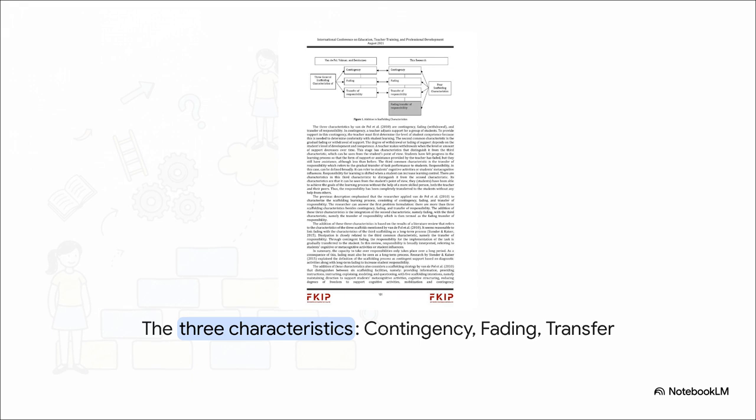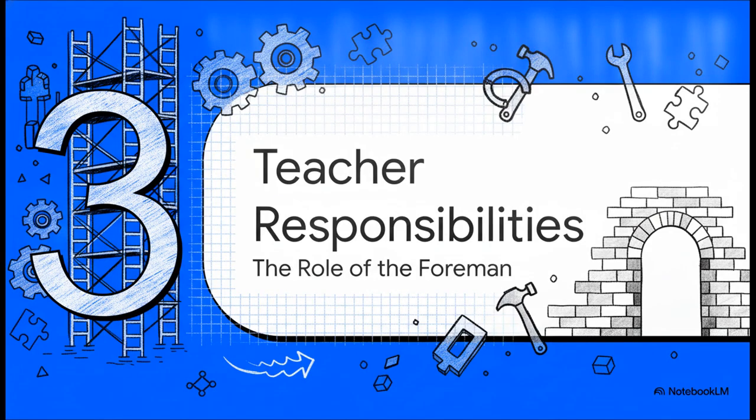Second is fading. As the learner's competence grows, you don't just keep helping them, you actively, gradually withdraw that support. And third is the transfer of responsibility. This is the ultimate goal, where the control of the task shifts entirely from the teacher over to the student. And listen, if you are missing any of these three elements, contingency, fading, or transfer, you might be helping, sure, but you aren't scaffolding. Section 3, the teacher's responsibilities, the role of the foreman.